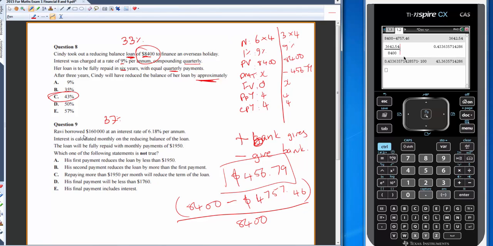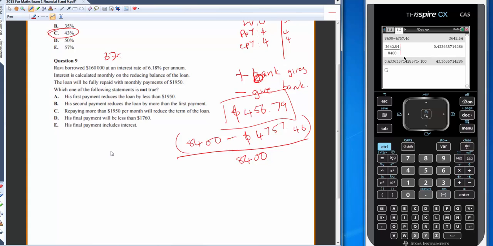What we've got is Ravi borrowing $160,000, interest rate 6.18%. Interest is calculated monthly on the reducing balance. The loan will be fully repaid with monthly payments of that amount there. And what we're looking for is which statement is not true. So basically on this question, I think the best strategy, rather than trying to work out which is the correct response, is to rule out the incorrect responses and see what's left over.